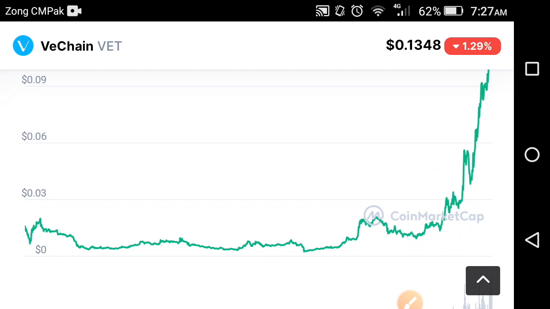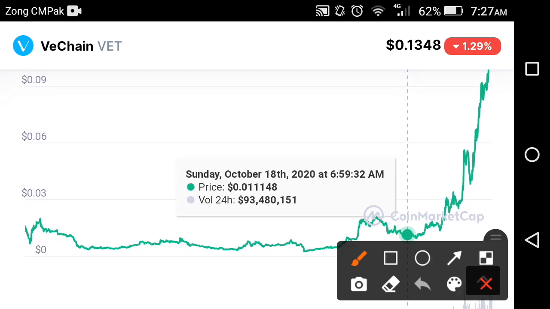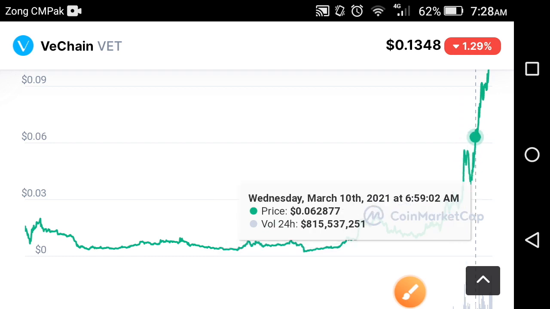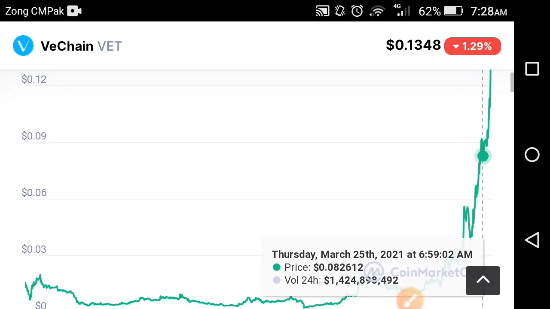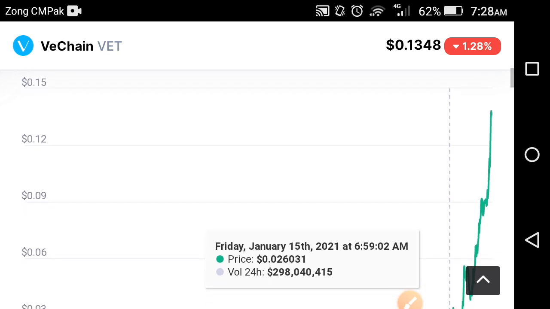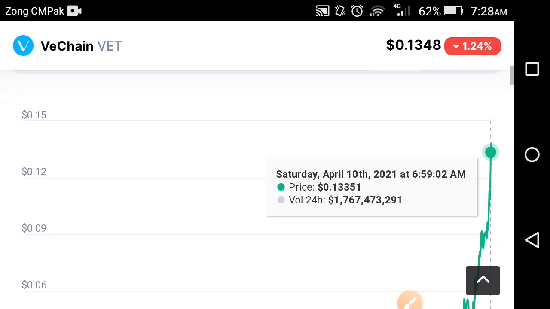As you can see here, oh my god, they took a high explosion, but unfortunately right now the change is negative. That means currently they are in a fast mode. As you can see here, a very high jump occurred in Vechain coin, a very big jump. Oh my god, I never saw this kind of jump, but currently I think it falls down. The price at this time is $0.13351.